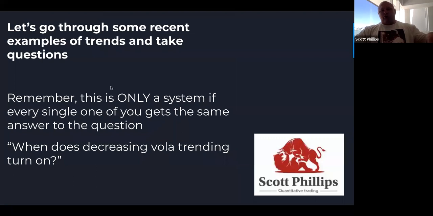Now, I'm going to go through some recent examples of trends. I'm going to take some questions, and I want you to remember that this is only a system if every single one of you gets the same answer to the question, when does decreasing volatility turn on? So if you and I can go through our thought process and get a different result, it's not a system, it's just bullshit. So I want you to keep in mind that you should be getting exactly the same result as me, or we got a problem. All right, and I'm going to go through some examples, and I'm going to load up some live charts afterwards, and take some questions.